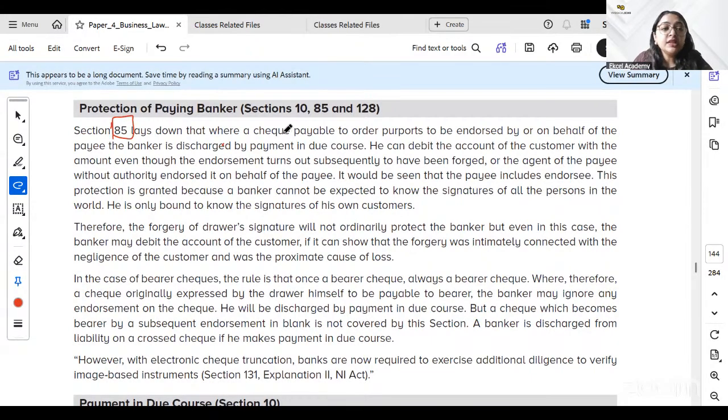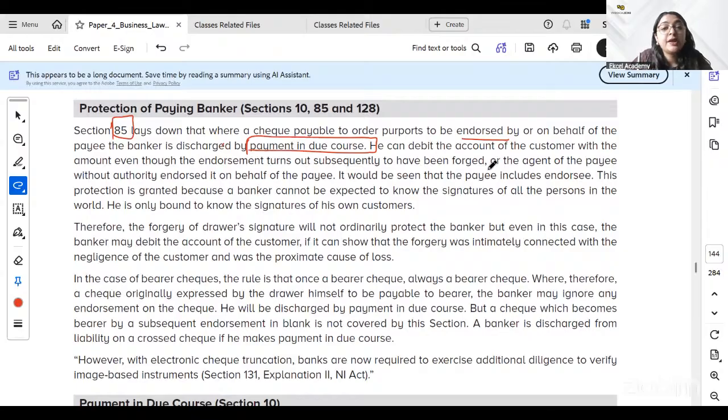That is where a check payable to order purports to be endorsed by or on behalf of the payee, the banker is discharged by payment in due course. That is, he can debit the account of the customer with the amount even if the endorsement turns out subsequently to have been forged. That means that a forged endorsement is not the responsibility of the paying banker.